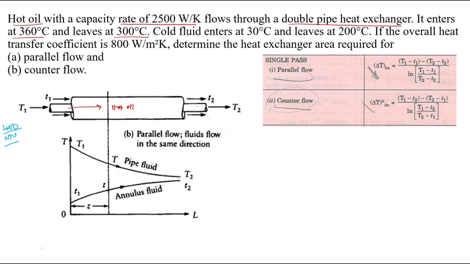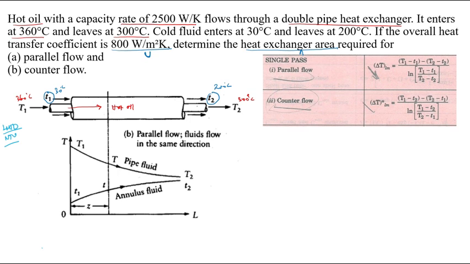The hot oil enters at a temperature of 360 degrees Celsius and leaves at a temperature of 300 degrees Celsius. Next, the cold fluid enters at a temperature of 30 degrees Celsius and leaves at 200 degrees Celsius. The overall heat transfer coefficient is 800 watt per meter square Kelvin, represented by U. Determine the heat exchanger area required.